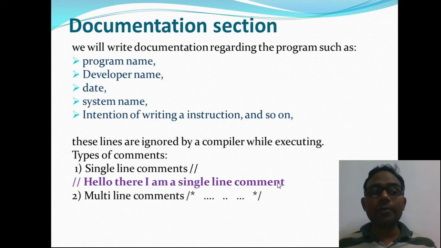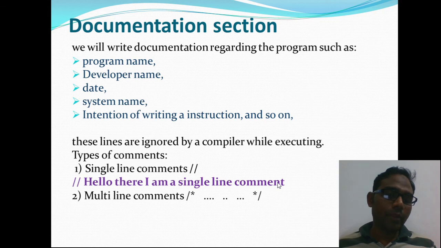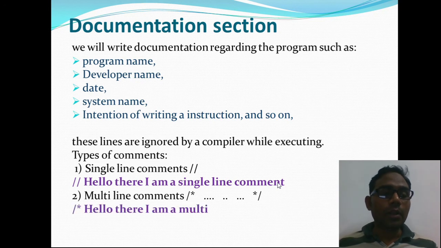Generally the C language has only single line comments, but nowadays some compilers are allowing multi-line comments, where you start with a slash, then an asterisk symbol, then your comments, then your documentation part, then an asterisk and slash, that ends the multi-line comment. For example, hello there, I am a multi-line comment. Okay, let us move further.